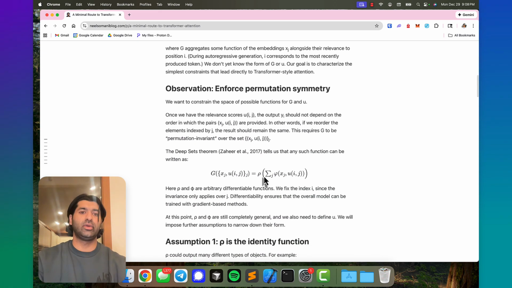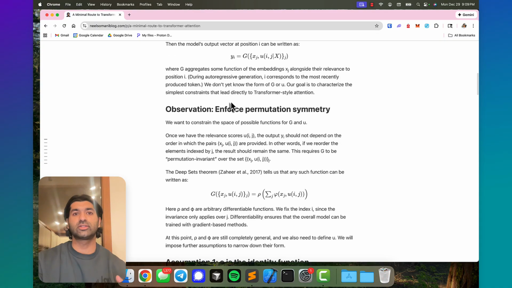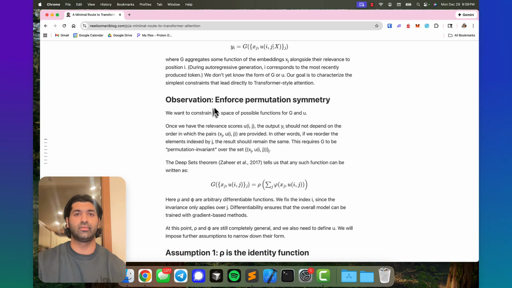So now the question is, how do we make g more specified? g has some inputs, it has some output, but we don't really know the form that g takes on. So we have to start enforcing some constraints. And one constraint that attention makes is called the deep sets constraint, which is that the order of the embeddings that are passed in does not matter. It doesn't matter if you swap x sub 2 with x sub 1, because ultimately we just want to get the final output of attention, which doesn't care about the order.